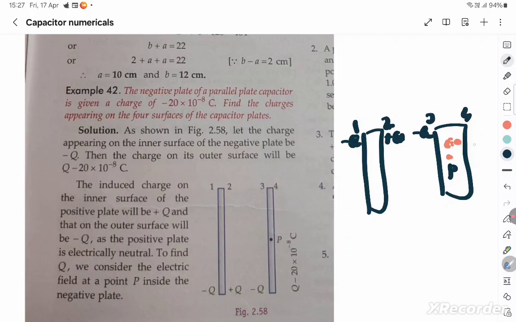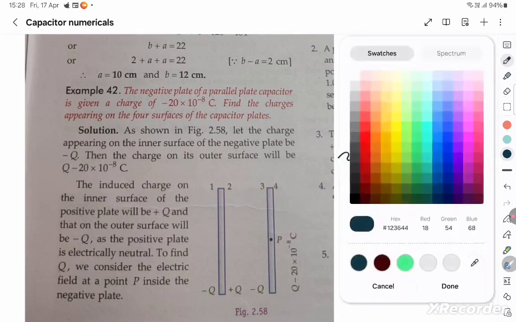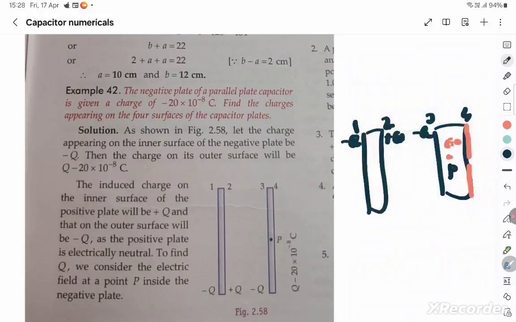In the last plate they have given the total charge. This fourth plate, at this end, has got to be positive, so you have to write this as Q minus 20. The total charge is minus 20, is what was given, right? So it's in such a way that the total charge is minus 20.